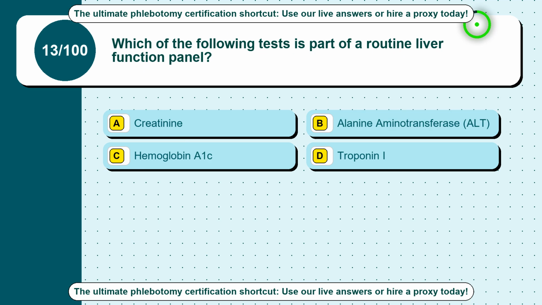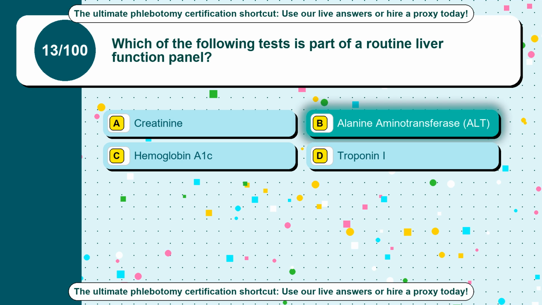Question 13. Which of the following tests is part of a routine liver function panel? Option A. Creatinine. Option B, alanine aminotransferase, ALT. Option C, hemoglobin A1c. Option D, troponin I. The correct answer is option B, alanine aminotransferase, ALT.